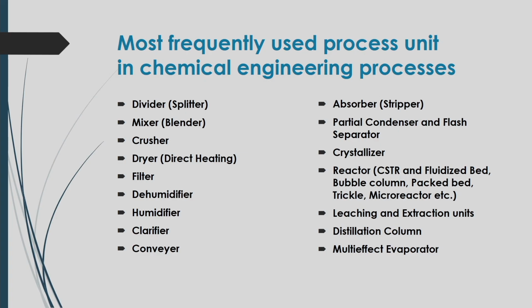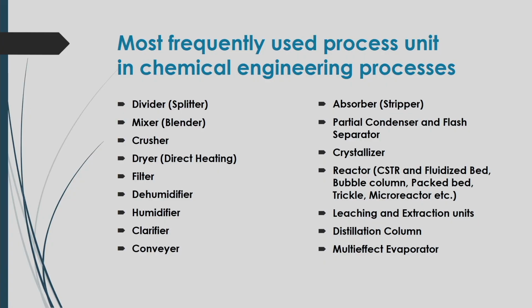and that mixed stream will be sent to some other unit for the process. Crusher is a unit where bigger particles will be crushed into finer particles. Dryer is where wet materials are dried up to a certain equilibrium moisture. And then the filter is another important one, where fine particulate materials are separated from the main stream or main solution.